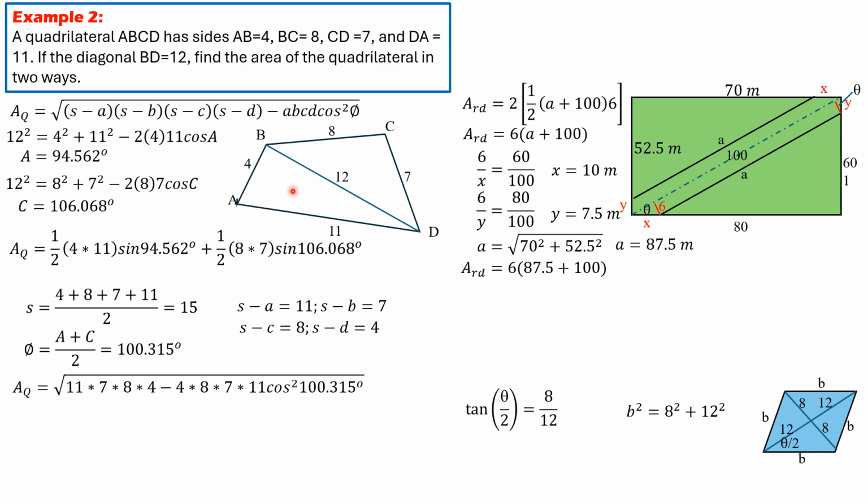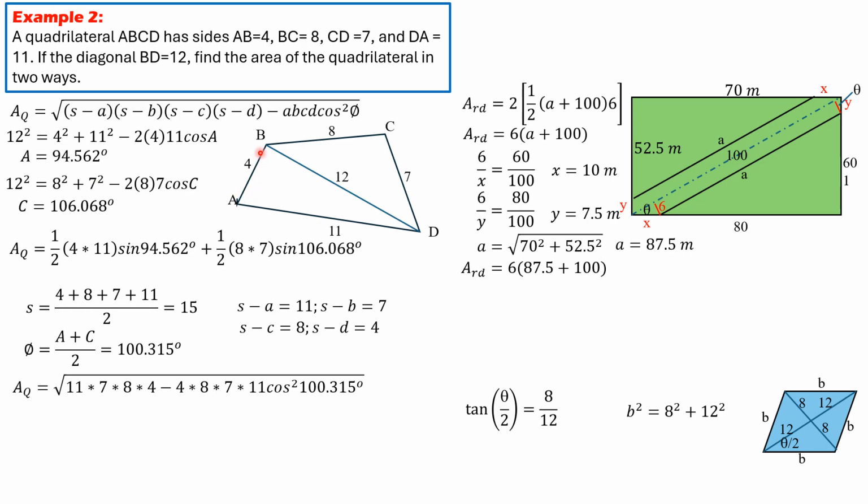But before that, because the diagonal BD is known, let's solve for angles A and C and compute the area as if the area of triangles. We can actually compute the area of a triangle by Heron's formula because all sides are given: Heron's formula for this triangle ABD, then Heron's formula for the other triangle BCD. I'm not presenting that here. I want you to use that and compare answers.